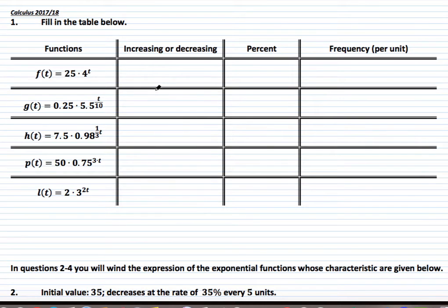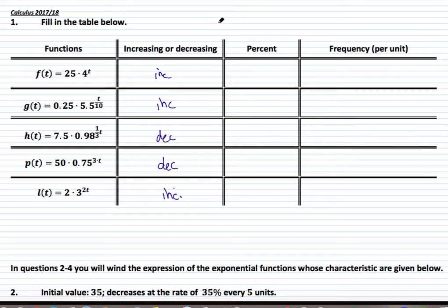For our handout, we're going to start by filling out this table. First, to determine whether a function is increasing or decreasing, we simply look at the base that is raised to some power of t. If it's greater than 1, it's increasing. So here we have 4, which is greater than 1, so this is increasing. 5.5, increasing. 0.98, less than 1, so it's decreasing. 0.75, also decreasing. And 3, increasing.